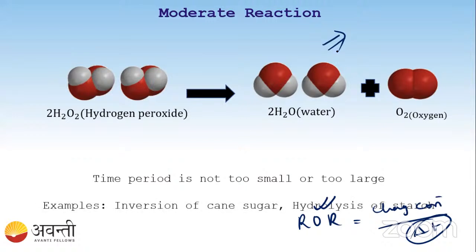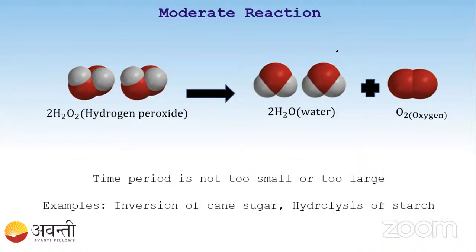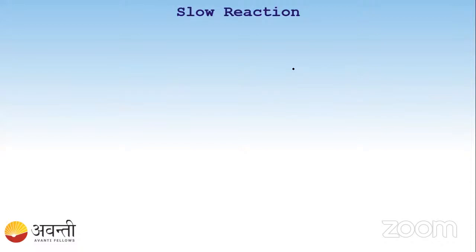Now, other examples besides hydrogen peroxide, like inversion of cane sugar and the hydrolysis of starch, also come under moderate reactions. Now we'll move ahead and see the slow reactions.